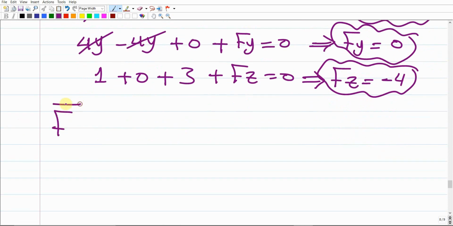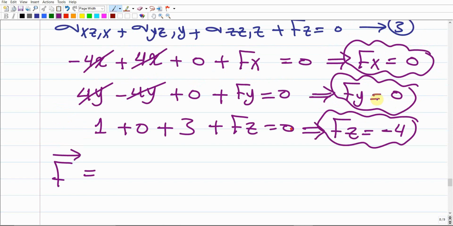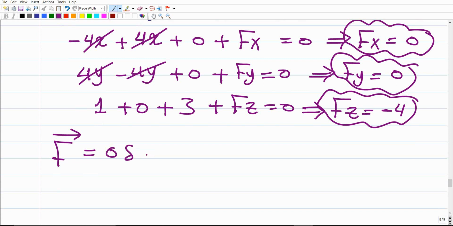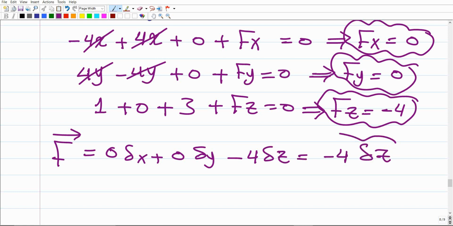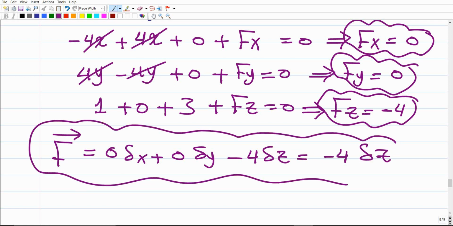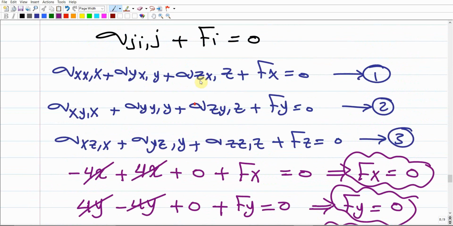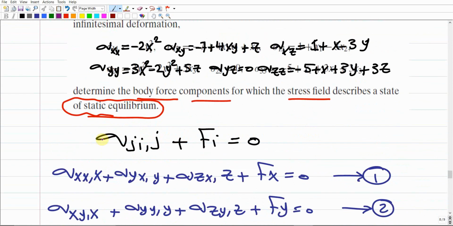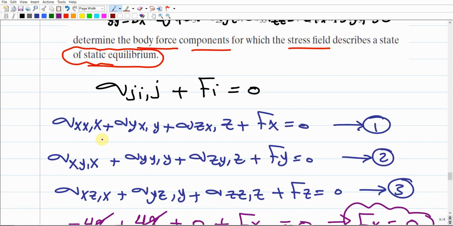So the body force vector is definitely 0 delta x plus 0 delta y, the y component, negative 4 delta z, which can be simply written as negative 4 delta z. This is the body force vector as required in terms of the stress components of this stress tensor. Make sense? So this is simply how we can relate the stress to the body force.